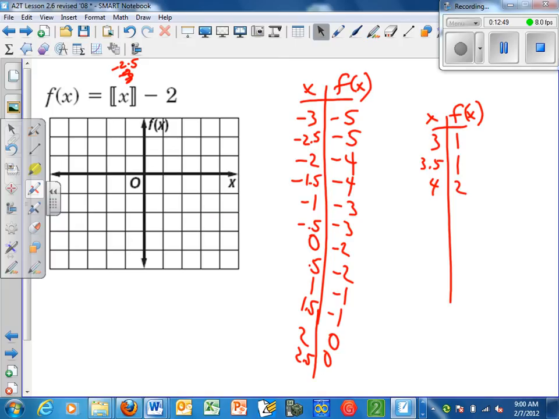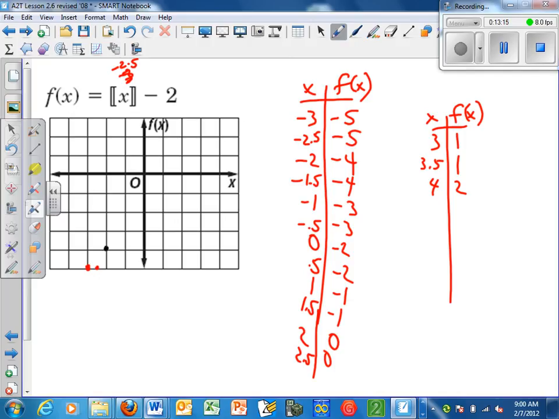It would continue. So at -3, we're down here at -5. 1, 2, 3, 4, 5. So we're right down here. At -2.5, we're at -5. But then at -2, we jump up here. Whoops, excuse me, that's in the wrong spot. But then at -2, we jump up 1 unit. So we have a closed circle here.